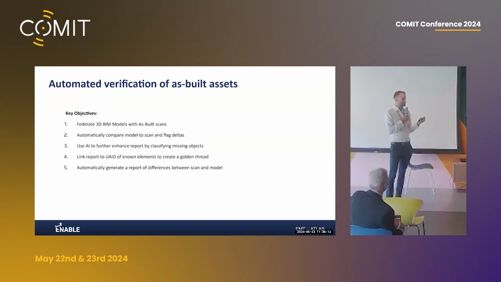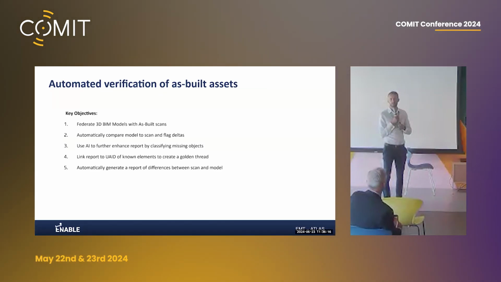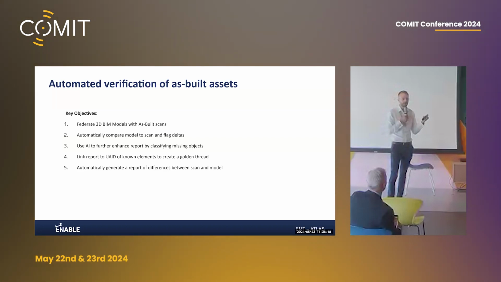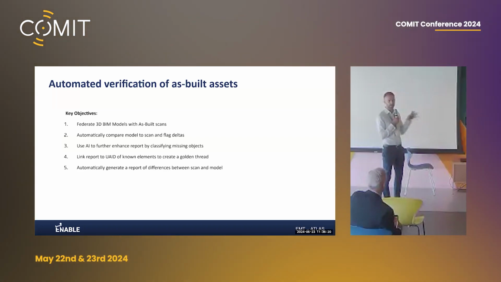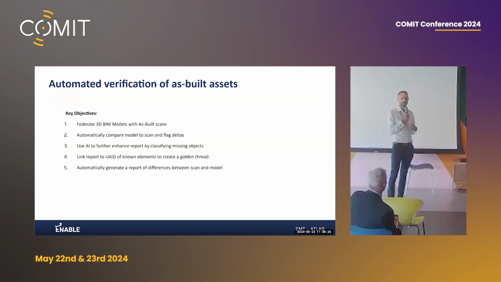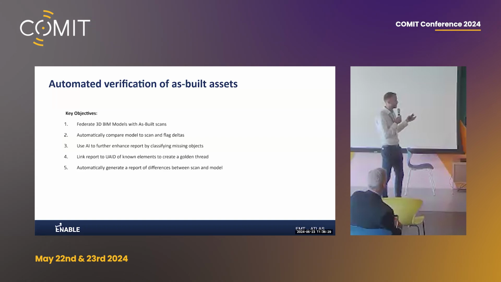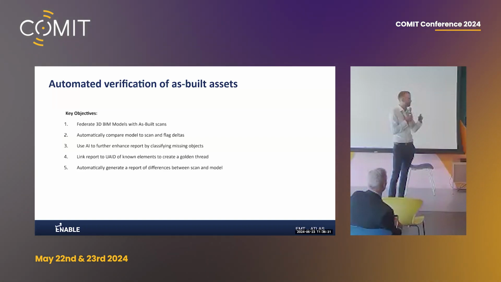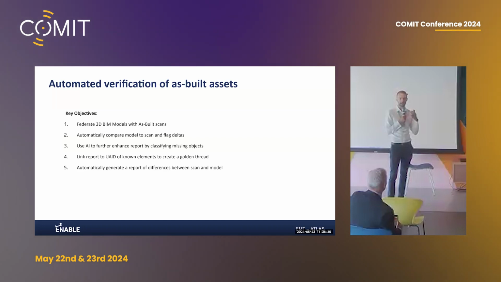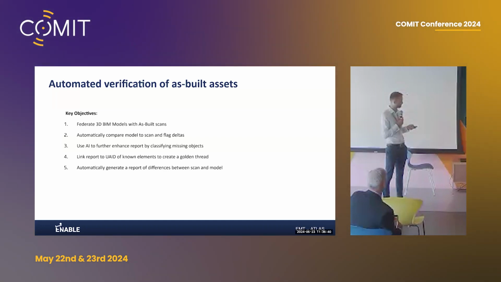Crucially, that number 4, linking it to your unique asset identifier. We don't want to just do a point cloud scan where we have millions of points and we say, oh, there's some extra points here. That doesn't mean anything to anyone. We need to link it back to your unique identifiers so that we can compare it to the model and so that we can create that golden thread and link it back to the rest of your asset data for the projects. And then finally, we need to actually generate a report. Even if we fully automate this process, you still need your engineering team to make those decisions. They need to have something structured and clear so that they can analyze it and move forward.